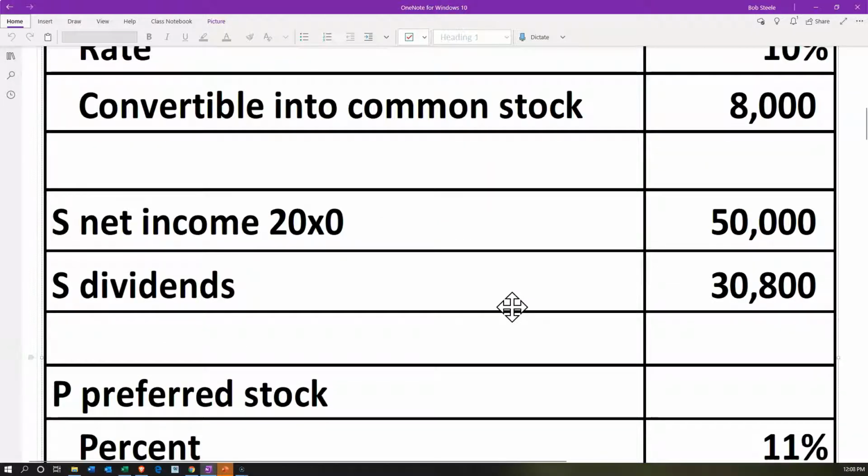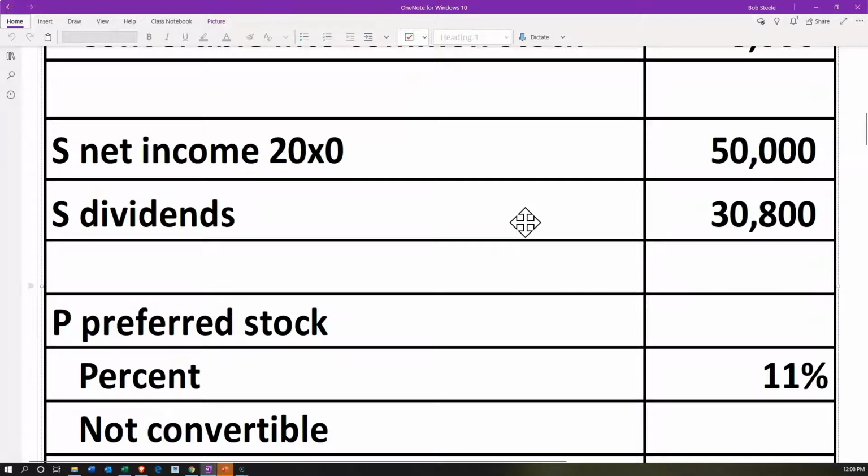Then we have S net income. 2000 x 0 is going to be 50,000. When we look at the trial balance, we'll just be seeing the balance sheet. So we're going to need this information in terms of the net income for S, the subsidiary, 50,000. Dividends that went out are going to be the 30,800.